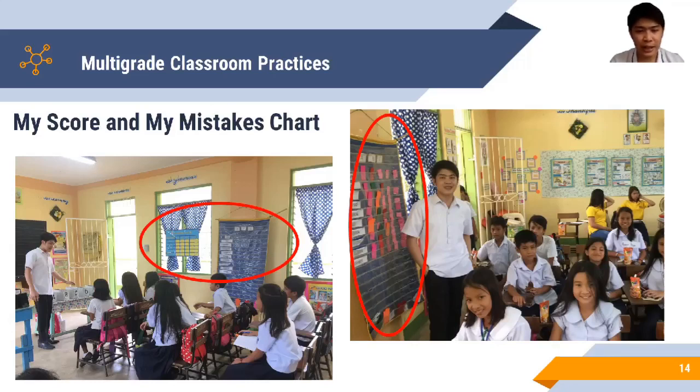To see which items the children need help with, where they made mistakes. So the teacher can then do corrective instruction. So that is the purpose of the My Score and My Mistakes chart, to easily diagnose the level of the learners according to their activities.